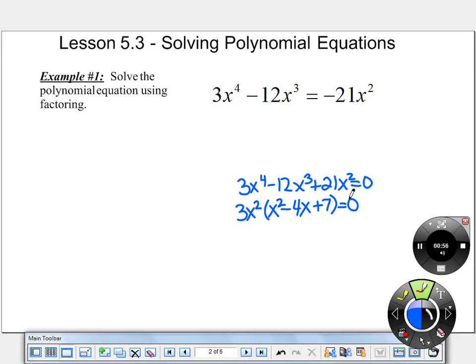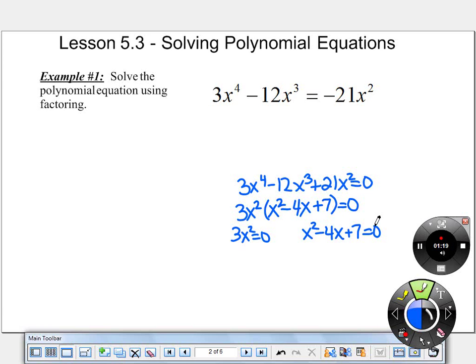I could try to factor x squared minus 4x plus 7, but there are not two numbers that multiply to make 7 and add to make negative 4. So it's not factorable. That doesn't mean it's not solvable. It means it cannot be factored. So basically, I can set 3x squared equal to 0 to find some solutions. And I need to think about this x squared minus 4x plus 7 when it is set equal to 0.